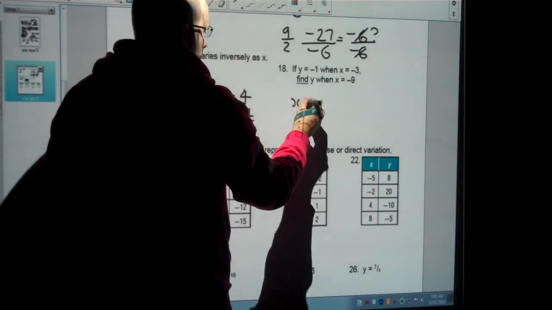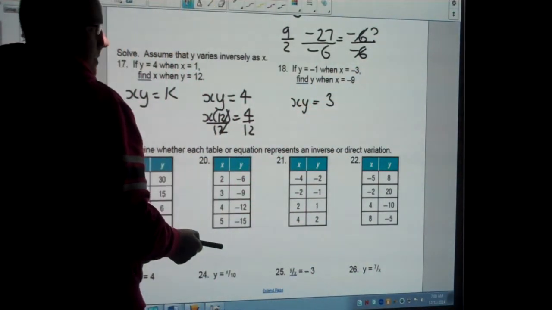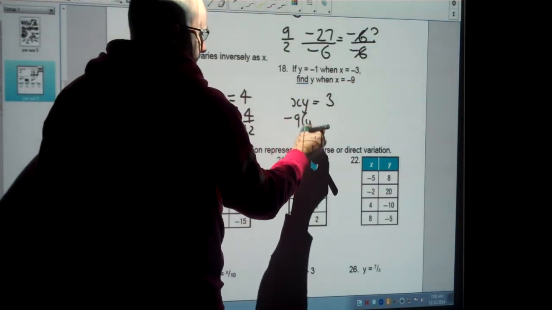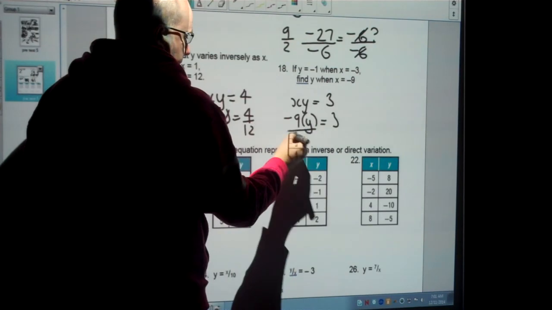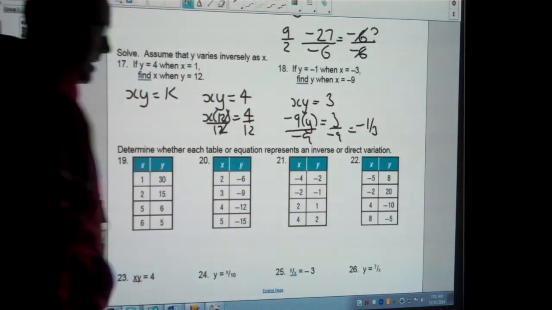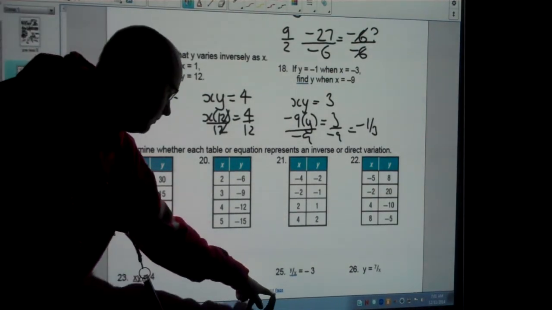Same for this one, just times the 2 numbers together straight away. Negative 1 times negative 3 is 3. And then we've got to find y when x is negative 9, so substitute in. And then divide both sides by negative 9. Or negative 0.3 repeating if you're using a decimal.